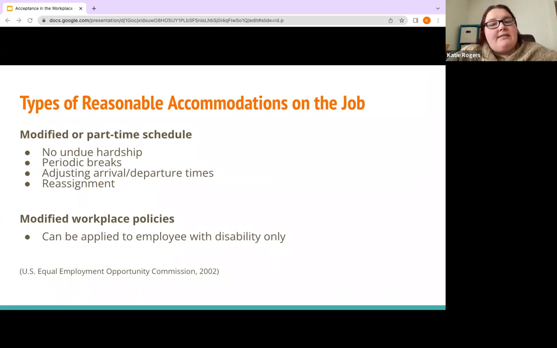Modified workplace policies can be applied to the employee with a disability without having to alter the policy for another employee. So for example, if there's a strict no eating policy at your desk, but you are diabetic and you require food at a certain time, the employer has to allow it for you, but they can keep the company policy that there's no eating at the desk, even though they allow that in your situation.